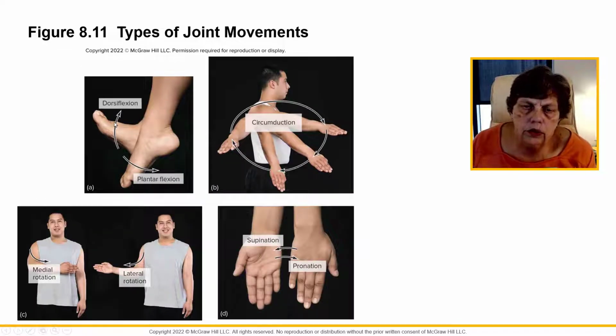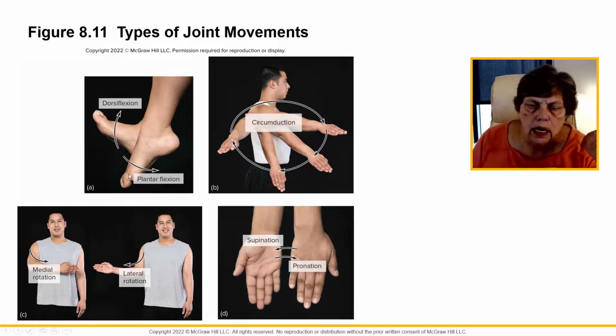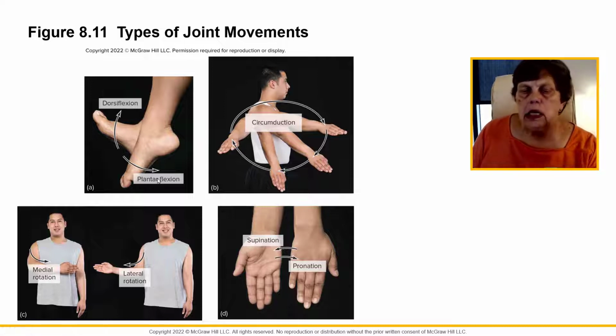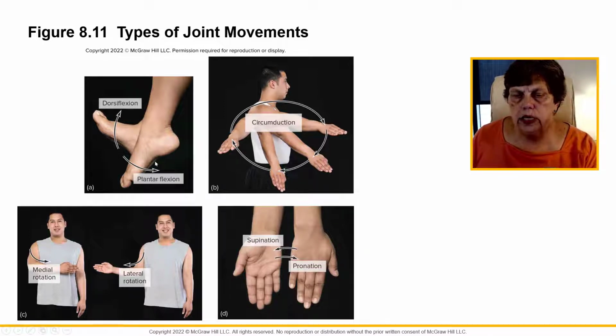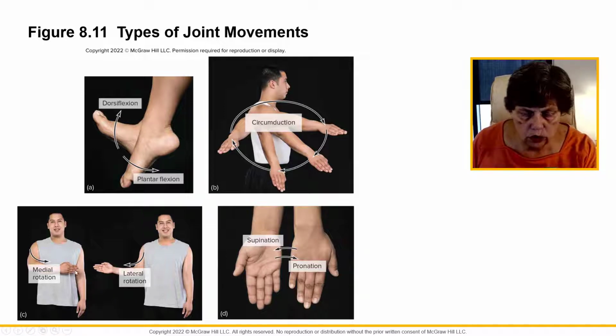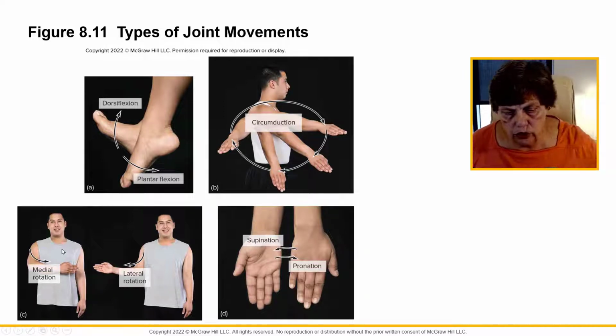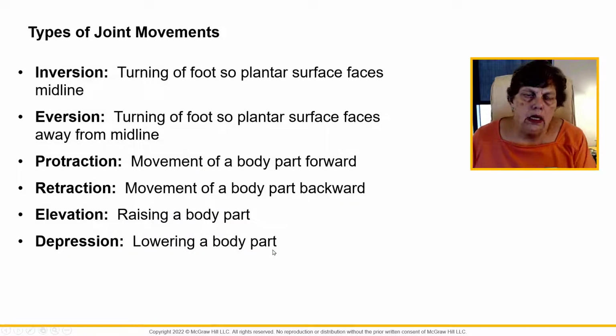All right, so you can see this dorsiflexion where you pull the toes towards your leg, and plantar flexion where you flex it down as if you were going to be a ballerina and dance on your toes. And then circumduction, we can do that with our arm. We can move that in a circle, and you can see the medial rotation towards the middle, the lateral rotation outwards, and again this supination and pronation.